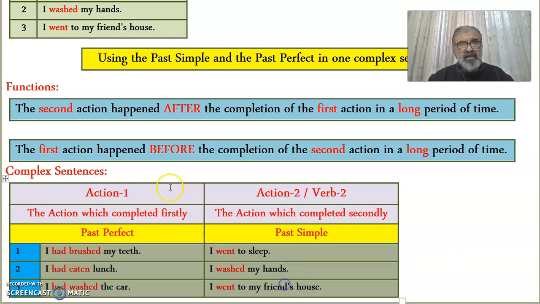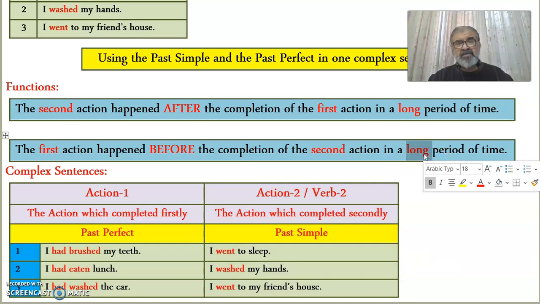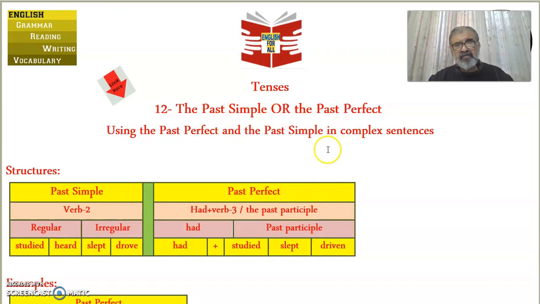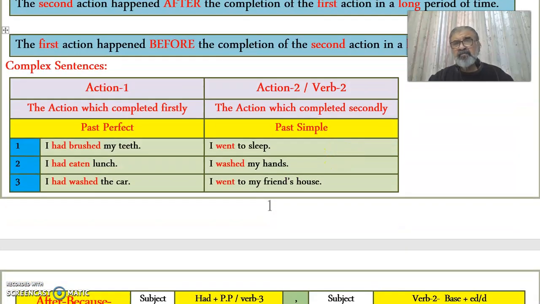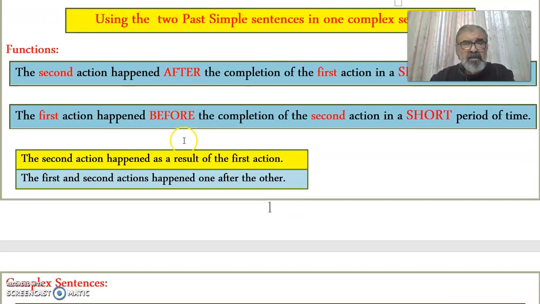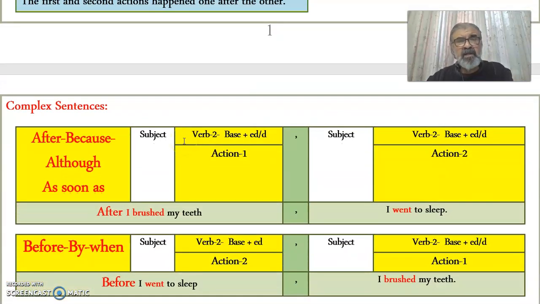Okay? Again, the first action happened before the completion of the second action in a long period of time. This is what makes the two types of complex sentences different, the period of time. Okay? Now, going back to the past simple, now we're going to consider the link words. Like I told you, these link words are used to join these sentences together.